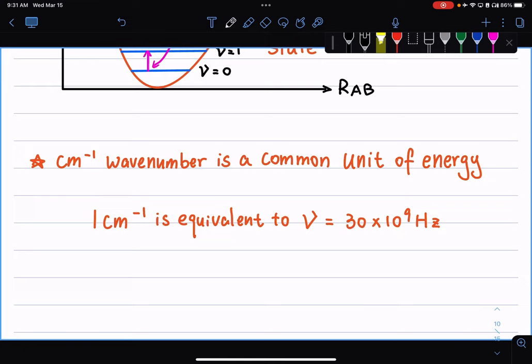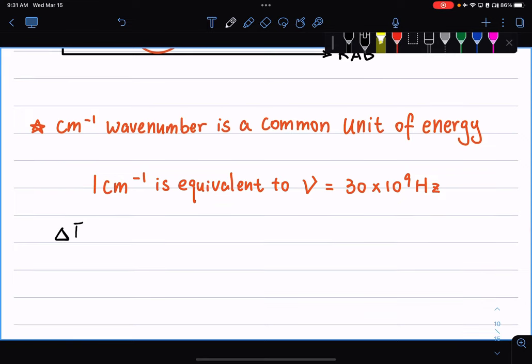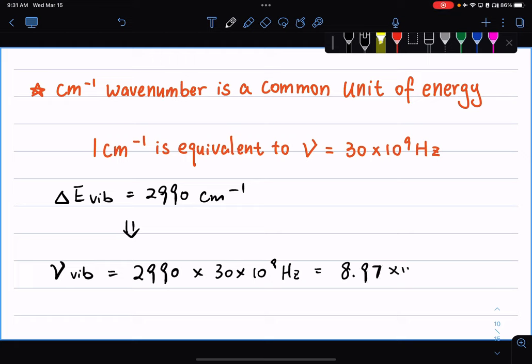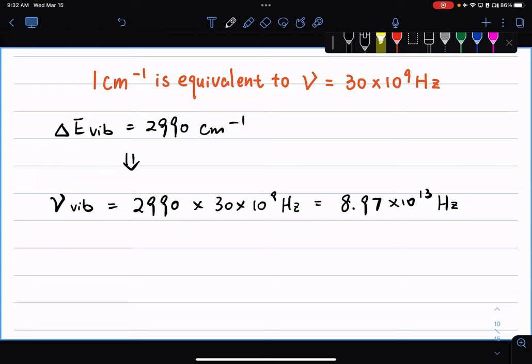So in here, when we say the delta E vibrational equals 2990 wave number, that is equivalent to the frequency of this vibrational mode being 2990 times 30 times 10 to the 9 hertz. If we do that calculation, that's 8.97 times 10 to the 13 hertz. And then you can easily translate that back to wavelengths.